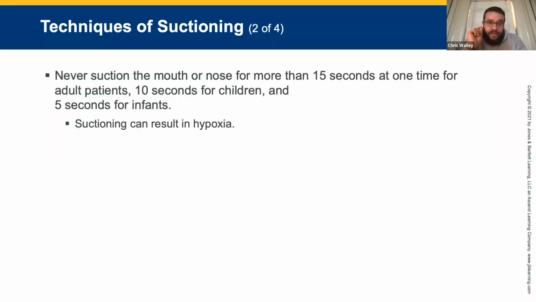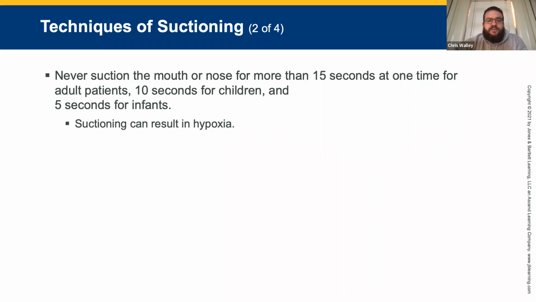Now, this is where it gets important. This is where I want y'all to start remembering. Never suction the mouth or nose for more than 15 seconds at one time for an adult patient, 10 seconds for children, and 5 seconds for infants. Every time you introduce the suction catheter into the mouth, you count 1 Mississippi, 2 Mississippi, 3 Mississippi, until 5, 10, or 15. That way you pull it out, you stop, and you ventilate them. Never suction more than those 3 noted times.